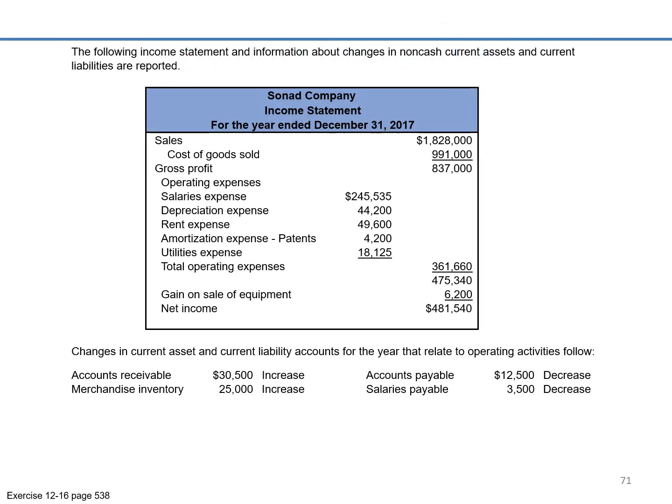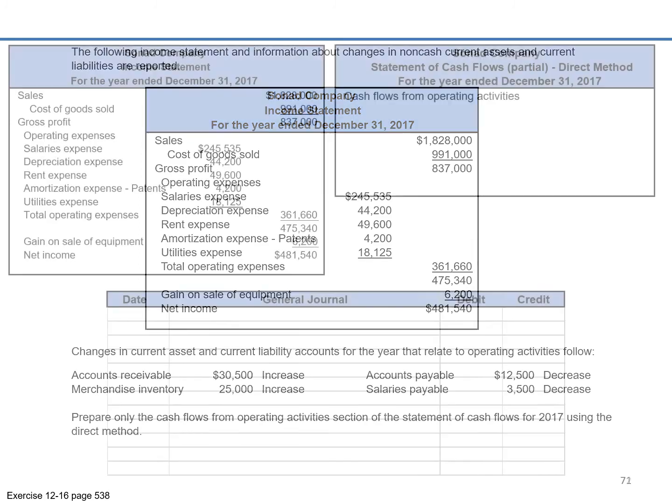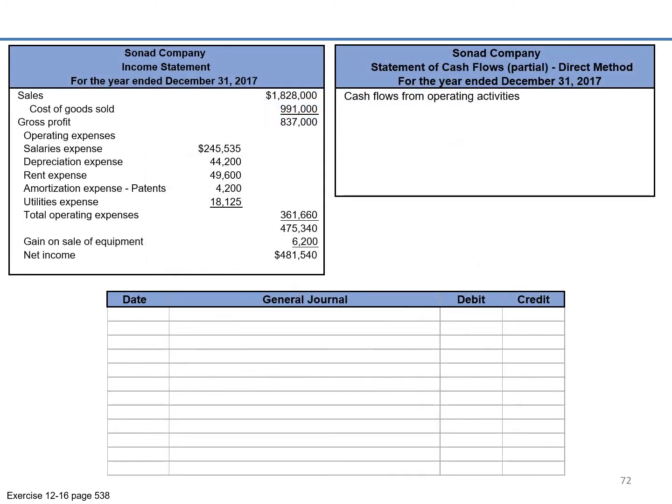All right, exercise 1216. The following income statement and information about changes in non-cash current assets and liabilities are reported, and they want us to prepare the cash flow from operating activities section using the direct method. So using the direct method, we have to compute what our cash is for all those items like we just did, right?